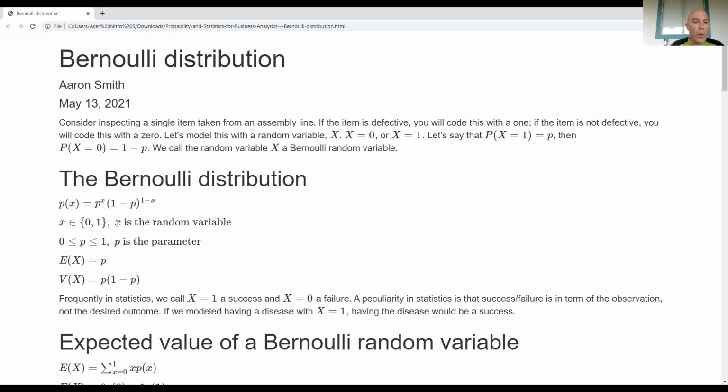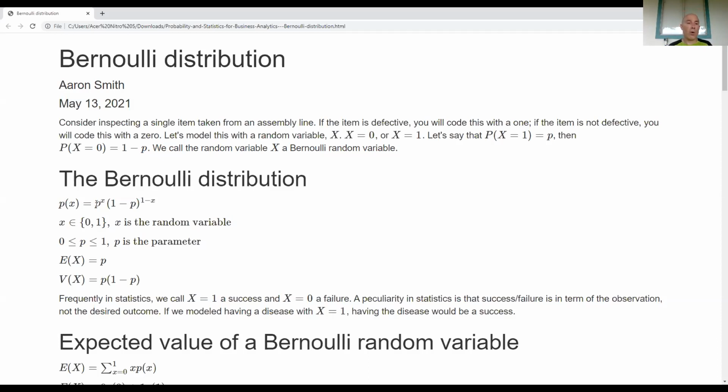So X is the random variable, and P is the parameter of the distribution. In this situation, our expected value is just P, and our variance is P times 1 minus P. Okay, so this distribution is fundamental towards building up other observations.